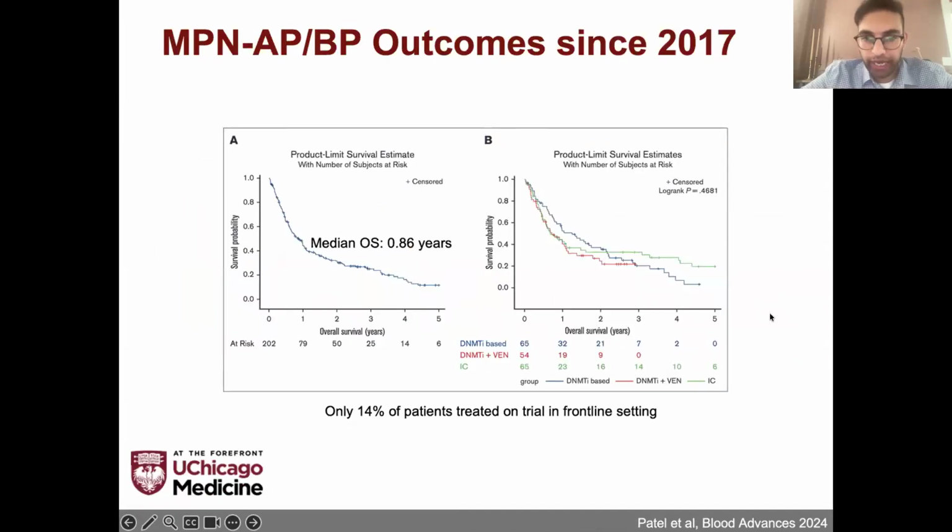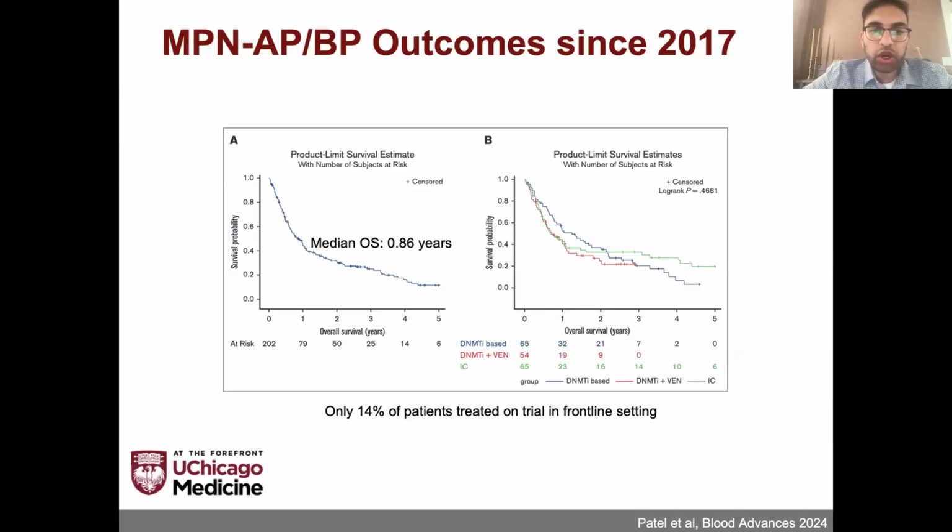So how are we doing when treating accelerated and blast phase disease in the current era of AML treatment? With all these new drugs, how much better are we doing, if at all? I'd say we still have a lot of work to do.